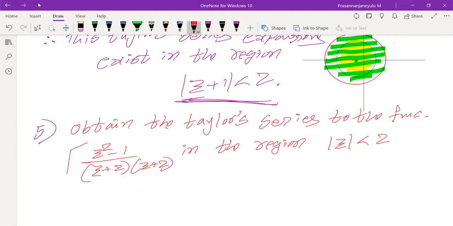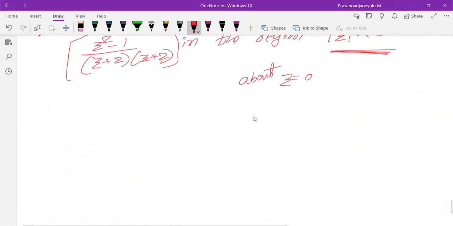We have to concentrate on the region. Region contains powers of z. So the center is 0, so about z equals to 0 only we have to do. About z equals to 0, as one of the students asked in the chat, we bring 0 to the left hand side, then you will get z minus 0 only. So take z minus 0 equals to w, nothing but z equals to w.